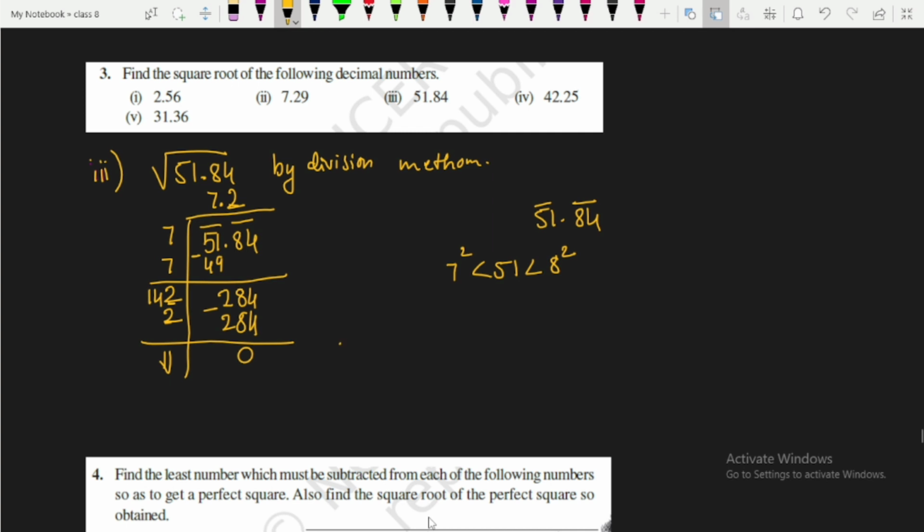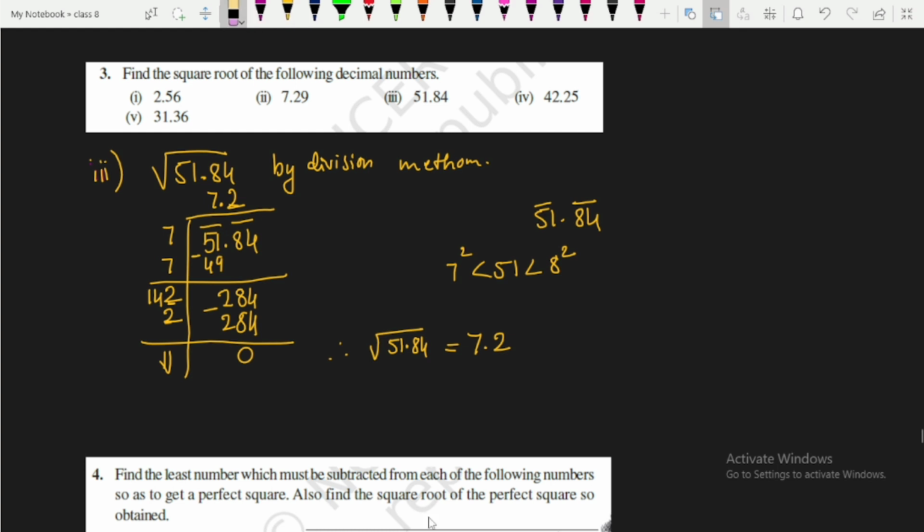So now the remainder is 0, therefore the square root of 51.84 is 7.2. In the same way we are going to find the square root. So this is the answer: the square root of 51.84 is 7.2.